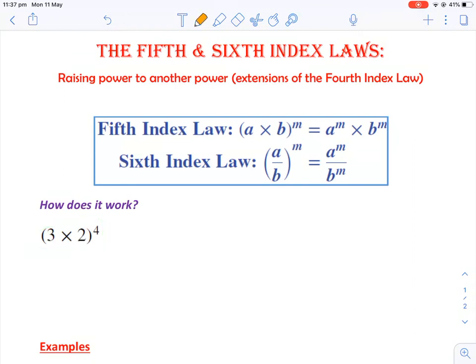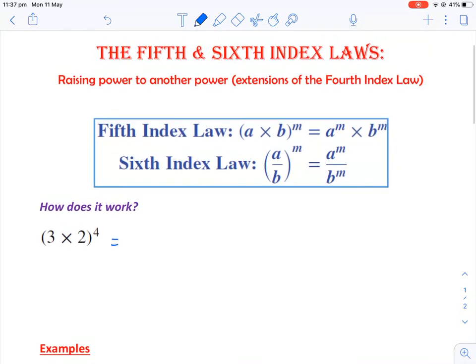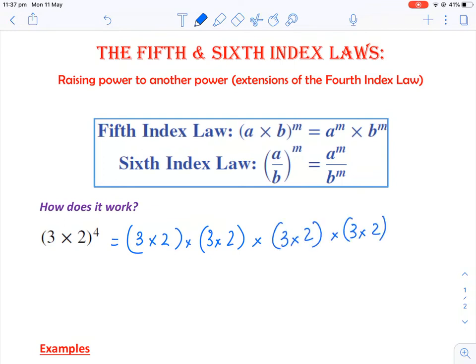So with this one, if I don't know the fifth and the sixth index law, 3 times 2 to the power of 4, I'm going to write 4 lots of 3 times 2. So 3 times 2 and then times with 3 times 2 and then times with 3 times 2, 3 times 2 again. Now I'm going to rearrange 3 close to each other and 2 close to each other. So 3 times 3 times 3 times 3 and times with 2 times 2 times 2 times 2.